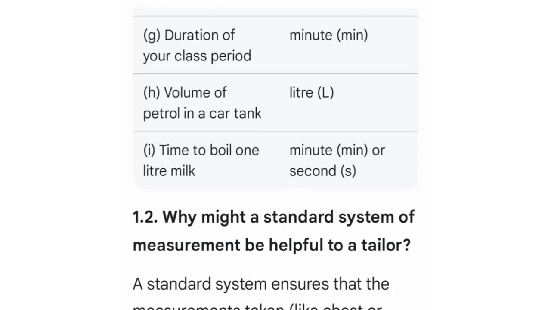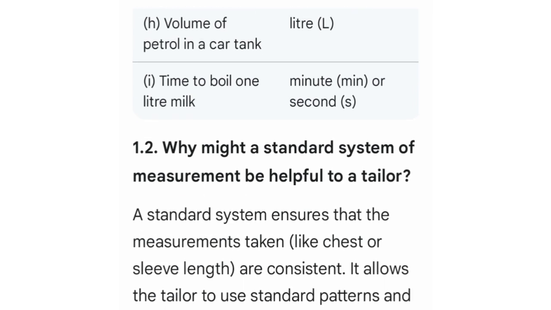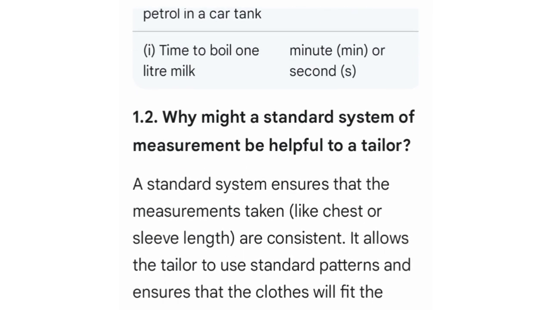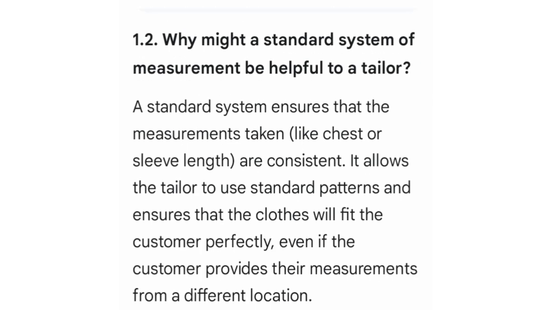Volume of petrol in a car tank should be measured in liters. We daily use liters to get petrol. Time to boil 1 liter milk should be measured in minutes or seconds. Minutes is more suitable as compared to seconds.